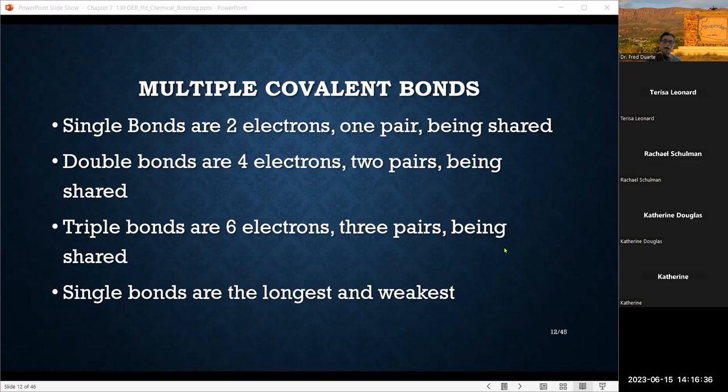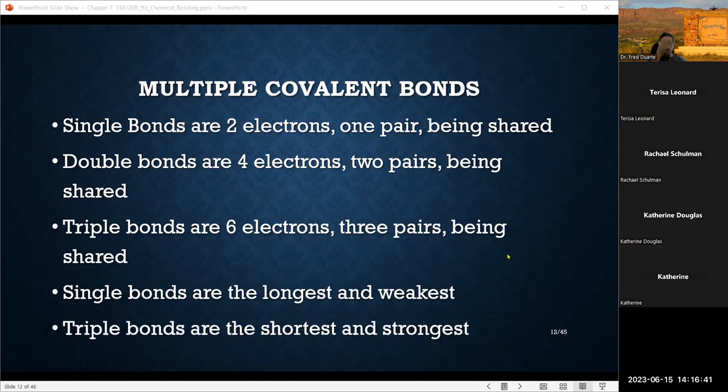Now, the single bonds are the longest and the weakest. And then we have the triple bonds that are the shortest and the strongest. In fact, they have a lot of energy built up. You know, an acetylene torch is enough energy. It's acetylene and oxygen in a torch that you can get hot enough to burn metal. Okay, so it's a lot of energy. You can't really do that with, say, butane, which is all single bonds. Okay.